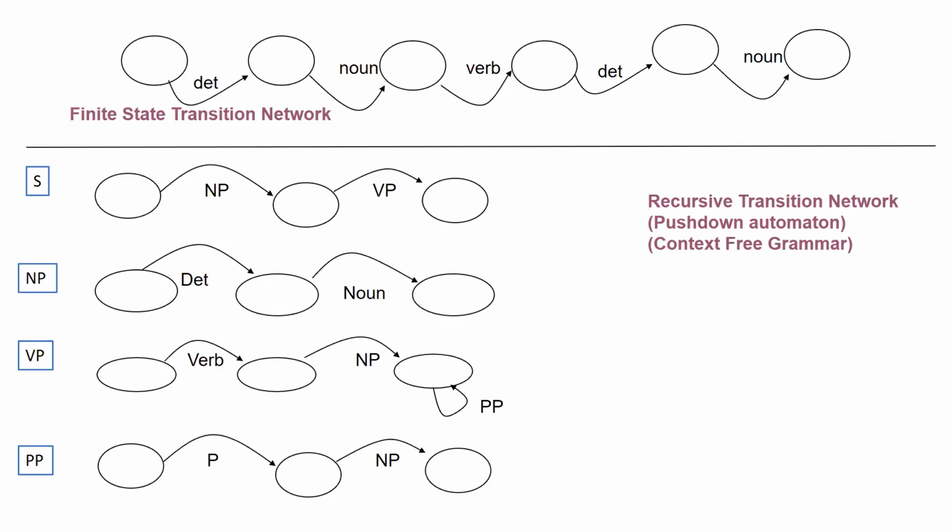The S rule has a noun phrase and a verb phrase. The noun phrase rule has a determiner and a noun. The verb phrase rule has a verb and noun phrase, and then a loop of as many prepositional phrases as you want. And the prepositional phrase has a preposition and a noun phrase. First, let's look at how this works, and then we'll look at how Bill Woods extended it in 1970 to make it work more conveniently.